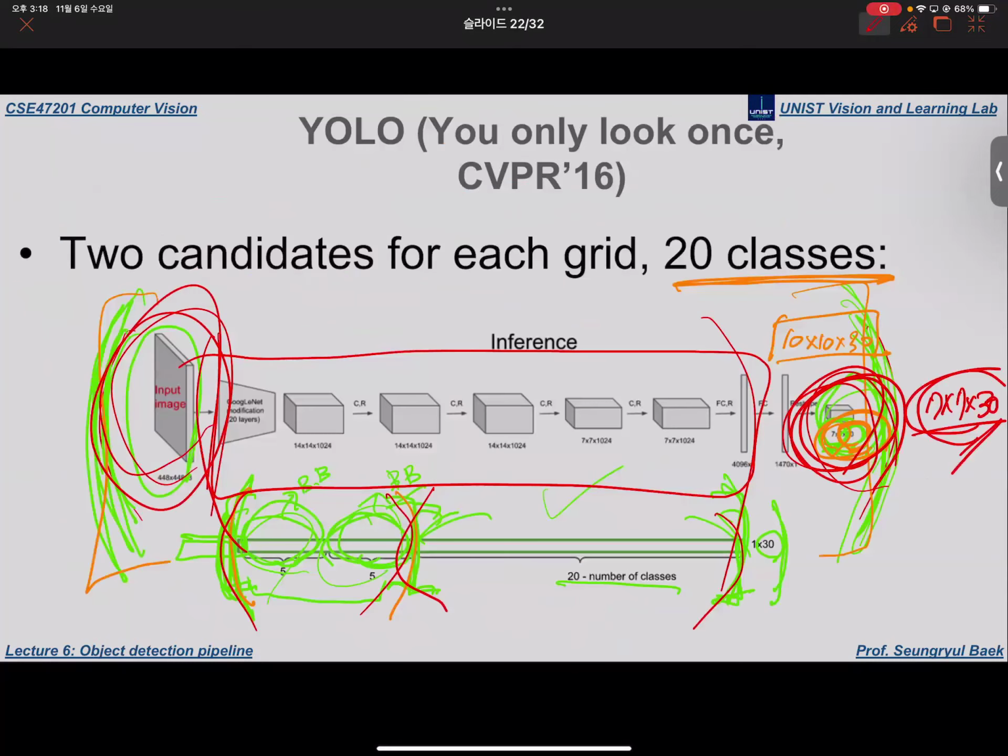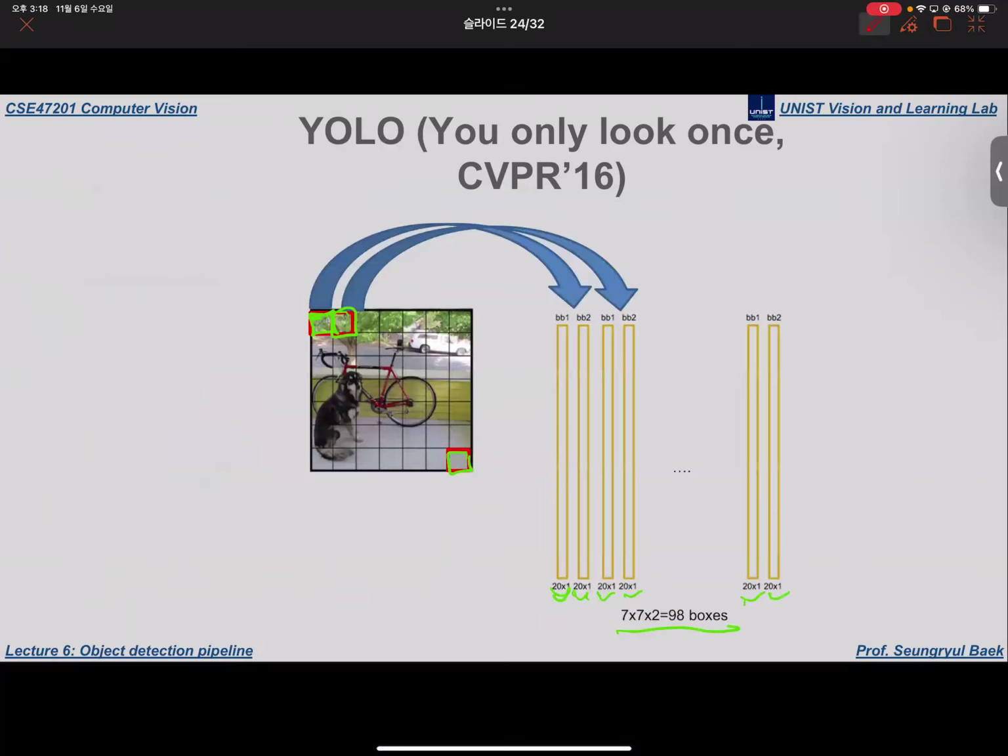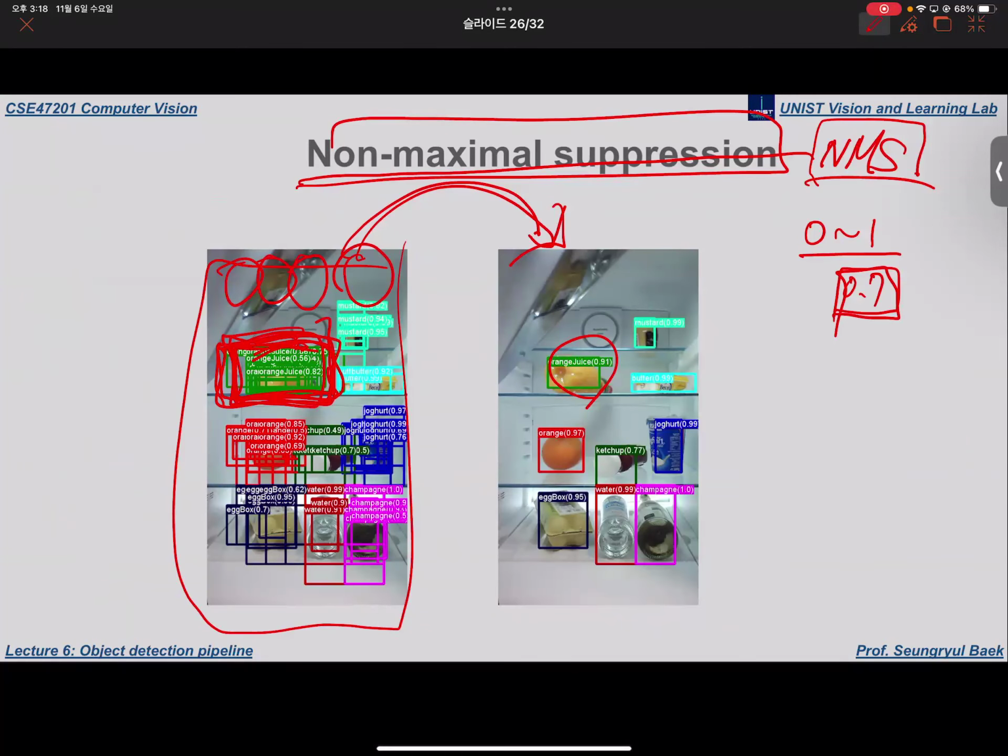But I mean, that NMS is not differentiable, right? This NMS is reasonable, but it is not differentiable, and this may cause some suboptimality. So later in the object detection pipeline, we will actually try to remove this NMS part as well.